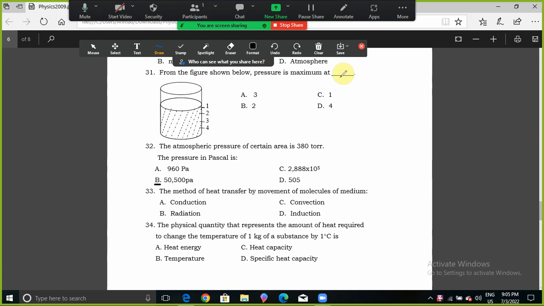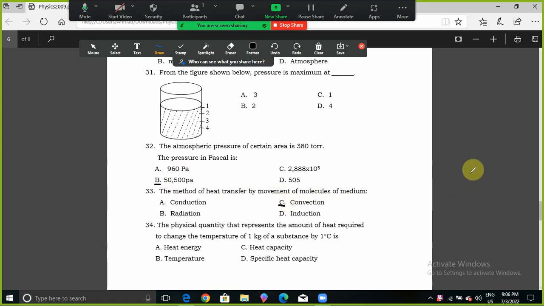Now, radiation, actually it's through a vacuum, right? Or you can say it also comes from the sun. It's not through a medium. Conduction, the same thing. But convection, the method of heat transfer by movement of molecules of a medium, is convection. That is the definition of convection. So the answer for question number 33 is C.